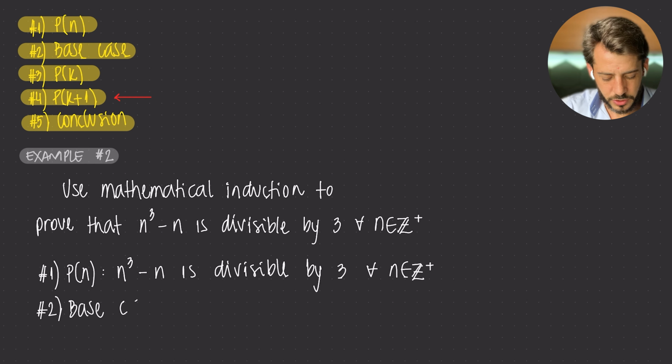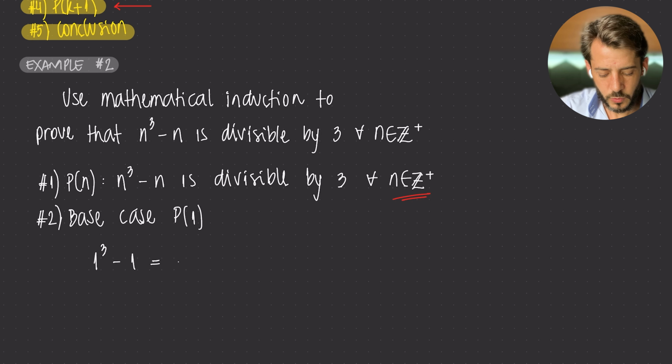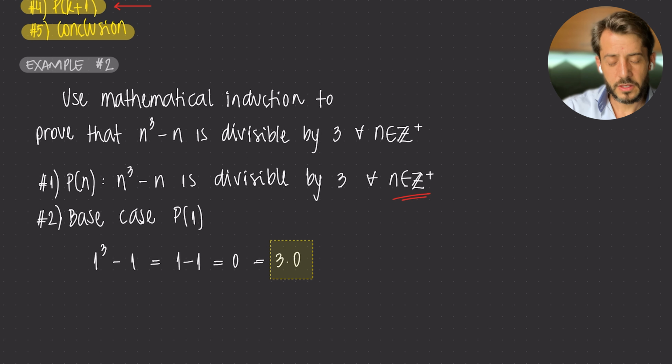And the base case that we're going to use is with P of 1, given that we're talking about positive integers. Therefore, 1 is the first positive integer, which should be used. So let's start by replacing 1 into n cubed minus n. So what we have is 1 cubed minus 1, which is equal to 1 minus 1, which is 0, can be rewritten as 3 times 0. Why did I rewrite it as 3 times 0? To prove that this number right here is divisible by 3. In fact, 0 is divisible by any integer, which of course includes 3. So we write, which is divisible by 3.